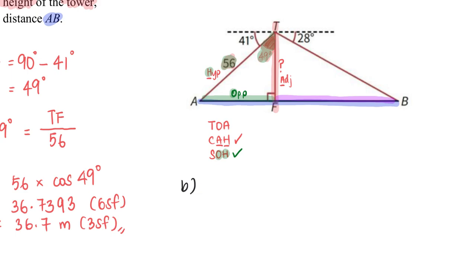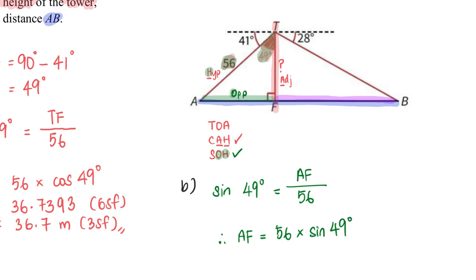So sine 49 degrees will be equal to opposite, which is my AF, over my hypotenuse, which is 56. And from here, I just need to multiply 56 on both sides. And that will give me 56 times sine 49 degrees. Okay? And we could leave it as such, because this is not the final answer.